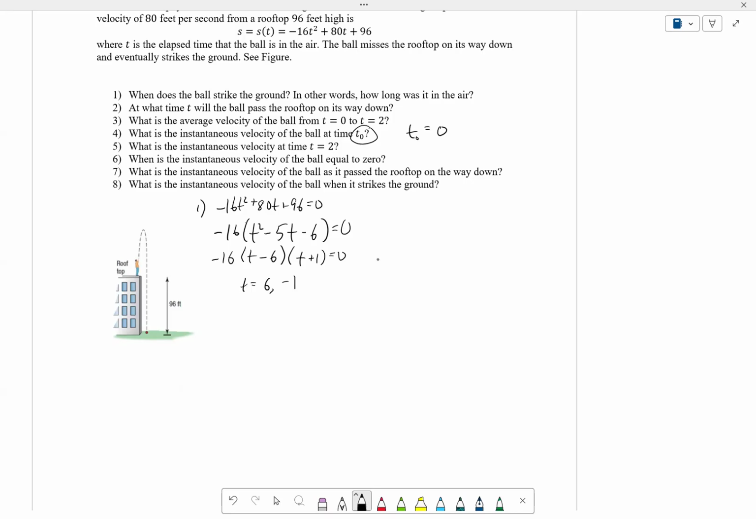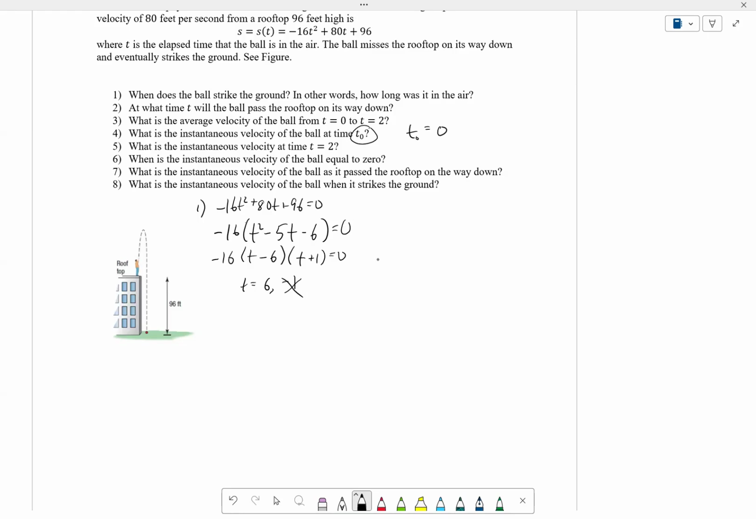Negative 1, of course, get rid of it. It just doesn't make sense in the context of the problem because we can't go back. All those things you regret, gone.